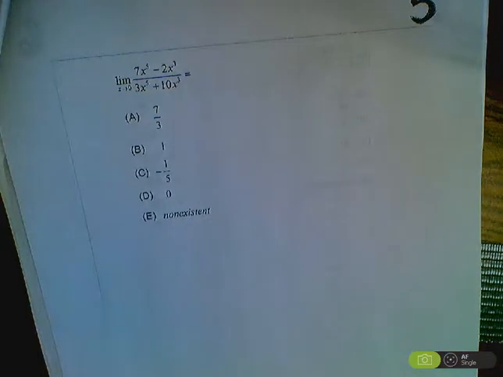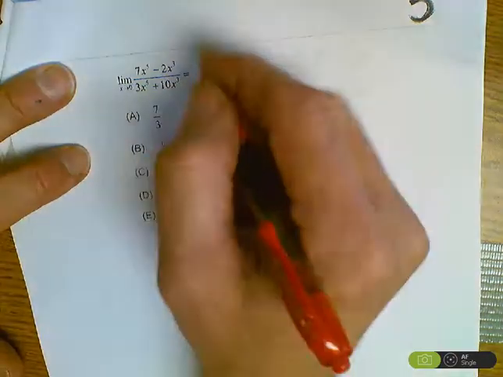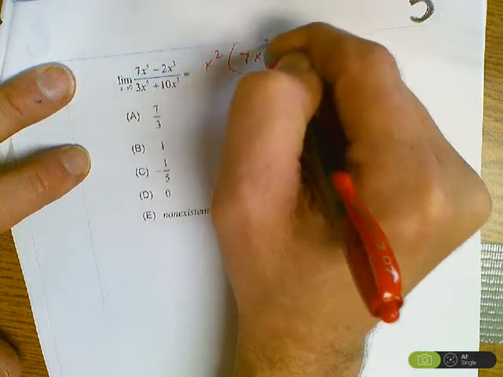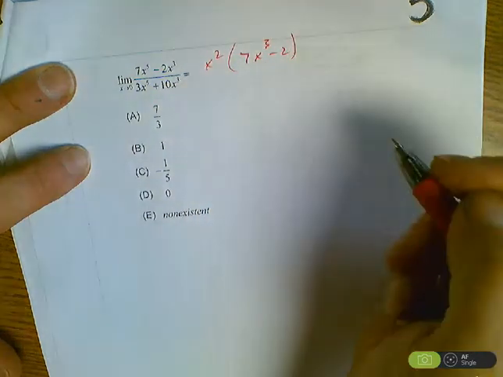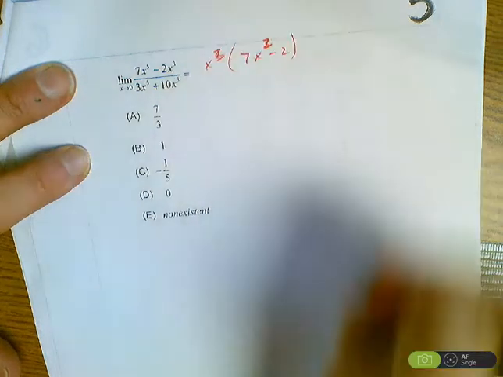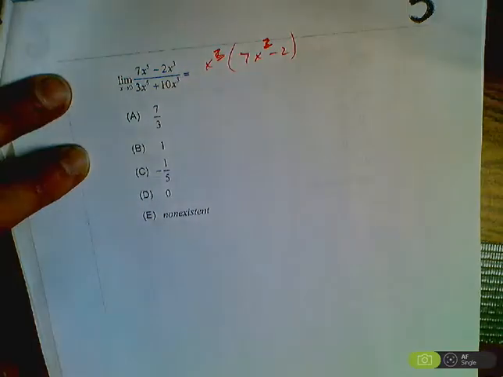We're looking at the limit as x goes to 0 again. Okay, so let's factor it out. I've got an x squared here, and I've got 7x cubed minus 2. Oh, an x cubed. X cubed. Okay, 7x squared minus 2.